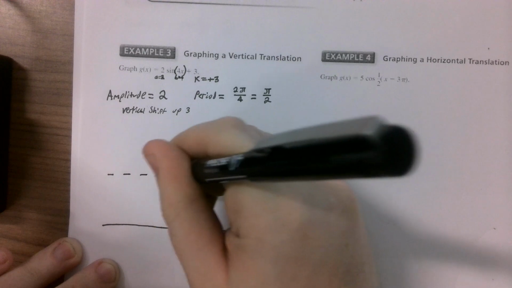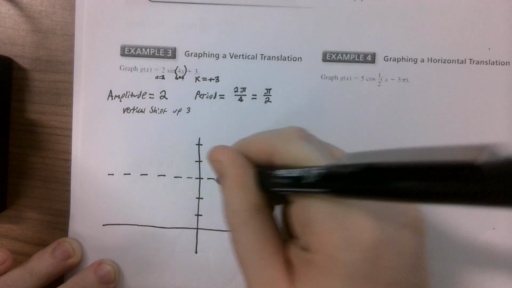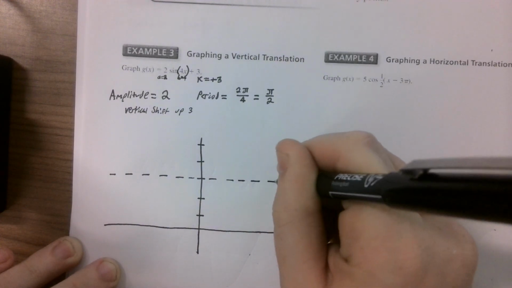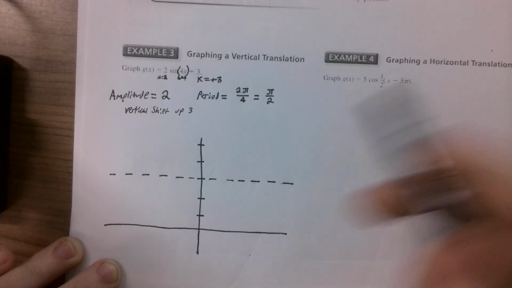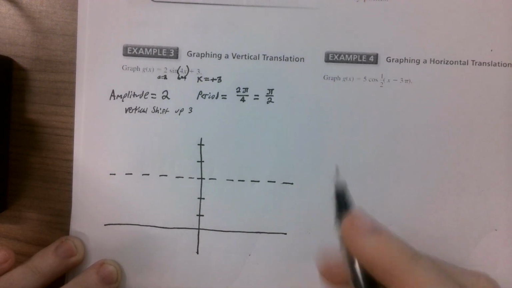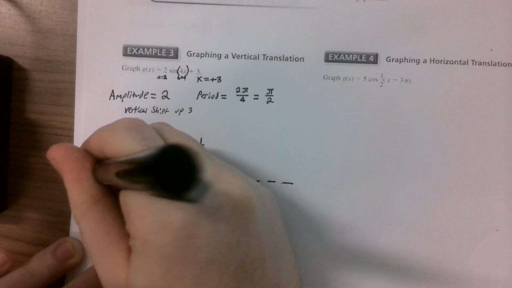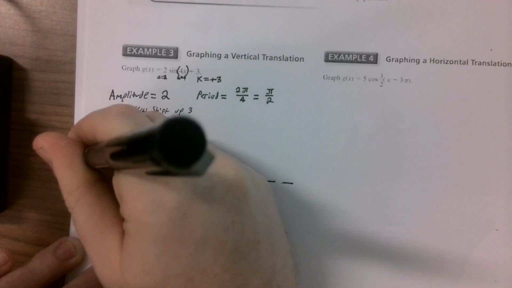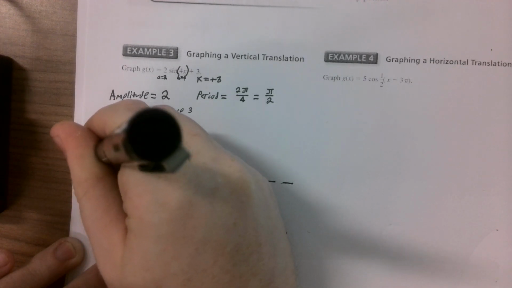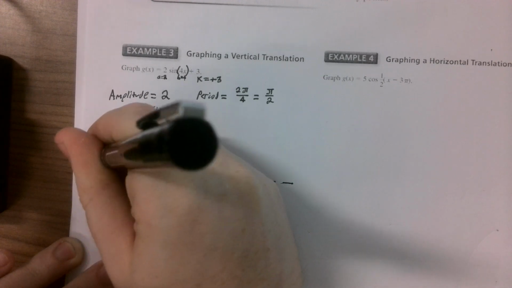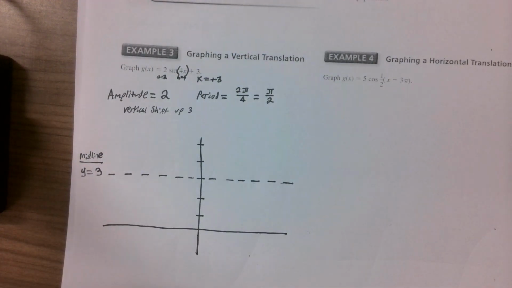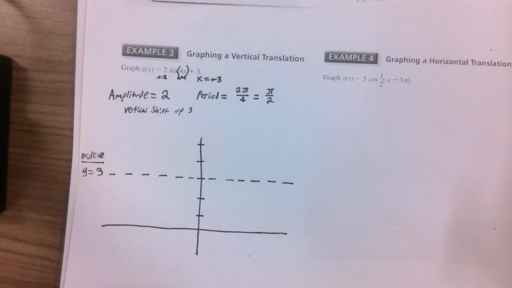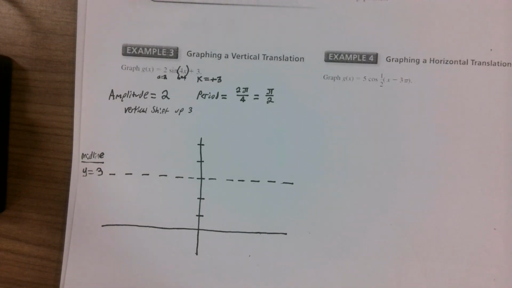Our midline is something that we should draw right away. We know our sine wave is not going to be on the x-axis. It's going to be on the midline. Y equals 3. That is our midline. Cool. So we've got our midline, we've got our amplitude, our period, our vertical shift. Now it's the same deal. We can just make our 5 key points.